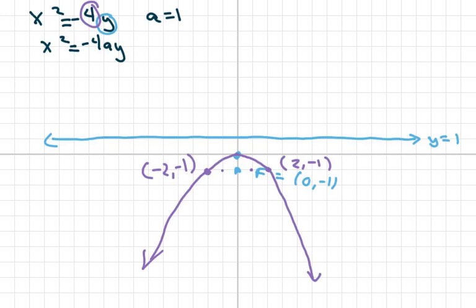And that's all. The next set we're going to do is the same thing, but our center is not going to be 0, 0.